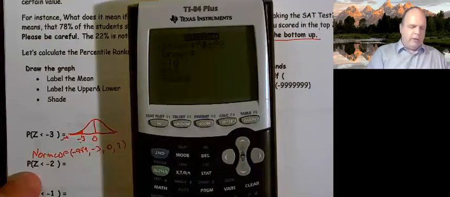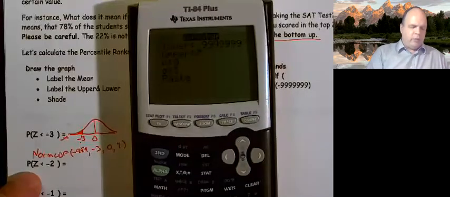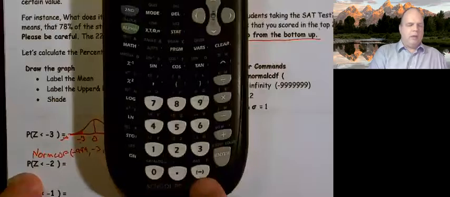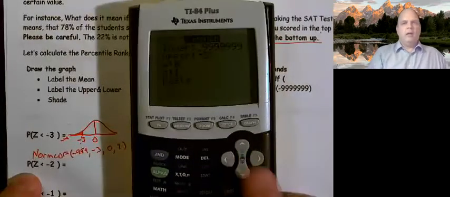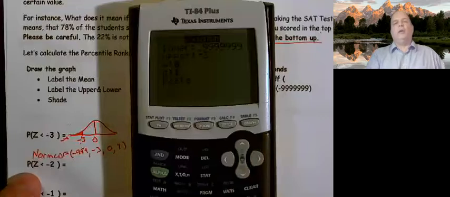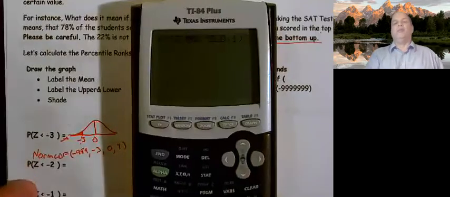The lower bound, -99999, filled it up. The upper bound, we said was -3. Make sure you use the little negative button down here at the bottom. Use that for your negative, so -3. The mean is 0, standard deviation of 1, because it's a standard normal. It's not just any normal, it happens to be the standard normal.